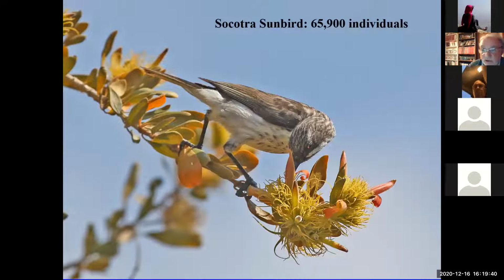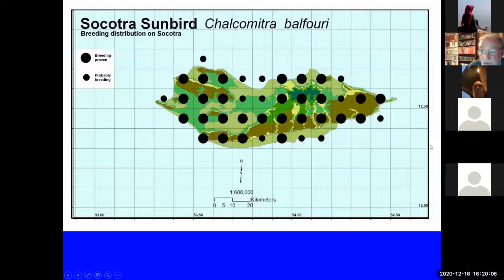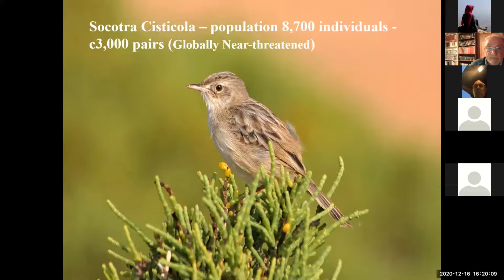One of the favorites of all, and one of the easiest birds really to see, apart from the sparrow, is the Socotra sunbird. And here it's feeding avidly and feeds on the nectar of many of the flowering plants on the island. And again, a good healthy population and a widespread distribution. I'm not going to be mentioning all the birds. This is just a handful, just to give you a flavour of the breeding birds and the more interesting ones.